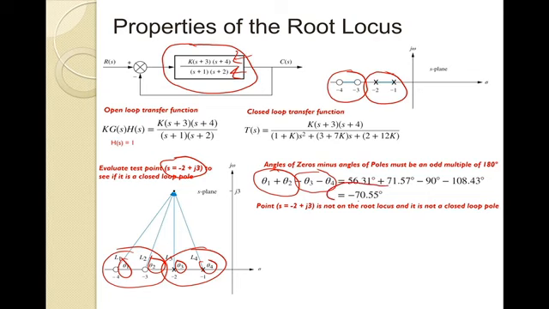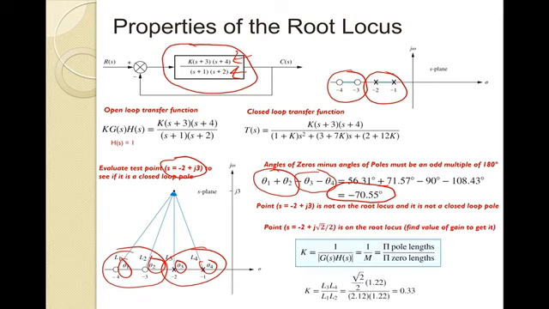But what you'll see is when we finally combine them, that the net effect is negative 70.55. So clearly this is not an odd multiple of 180 degrees, so therefore that point is not on the root locus and therefore cannot be a closed loop pole. We can try another point.